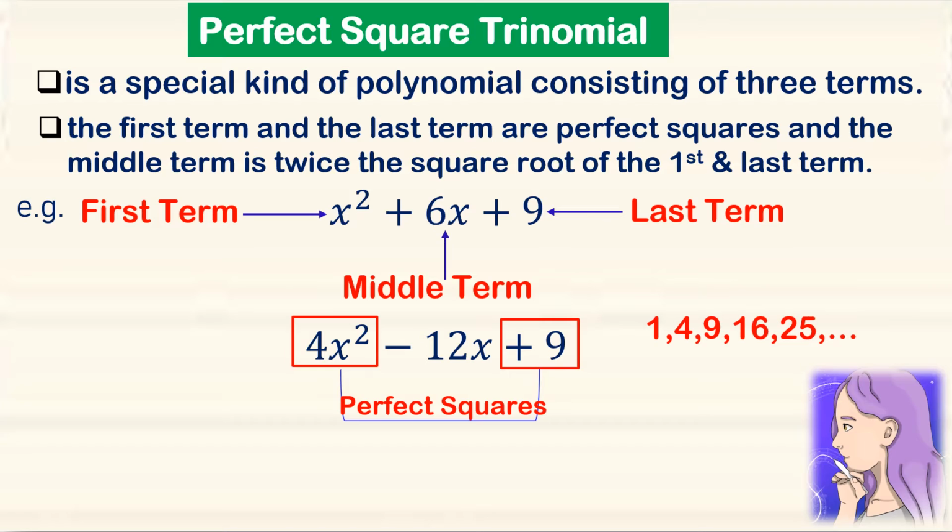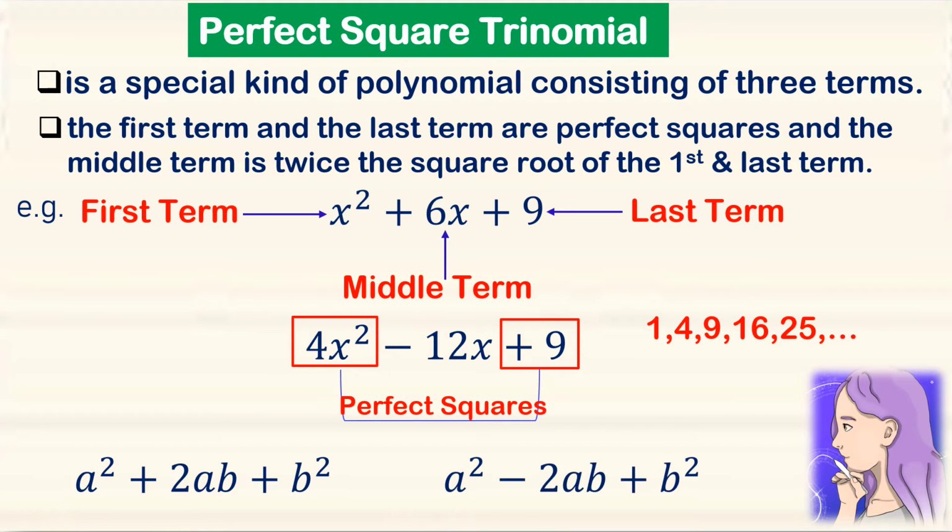So we have square numbers such as 1, 4, 9, 16, and 25, and so on and so forth. So 1 times 1 is 1. Square root of 1 is 1. 2 times 2 is 4. Square root of 4 is 2. 3 times 3 is equal to 9. Square root of 9 is 3. We have 2 types of perfect square trinomial, a squared plus 2ab plus b squared, and the other one is a squared minus 2ab plus b squared.